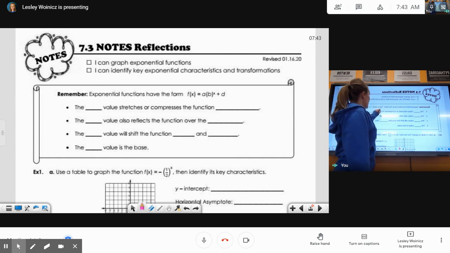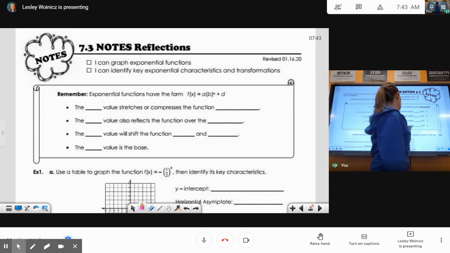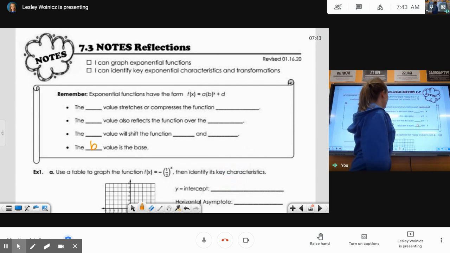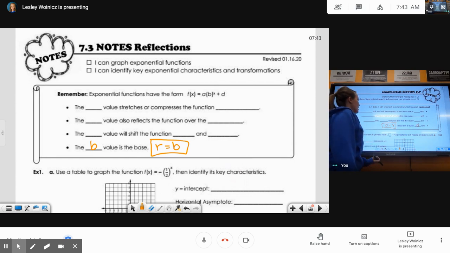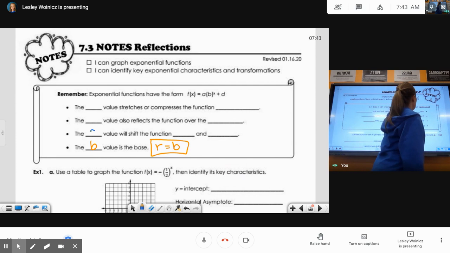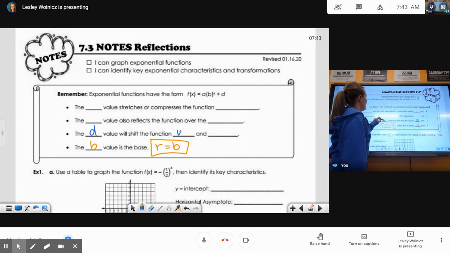f of x equals a times b to the x plus d. We already know that b is the base. And we can find b by finding the common ratio from a table or from a graph. We know from yesterday that our d value is going to shift our function up and down, just like k did for a quadratic.